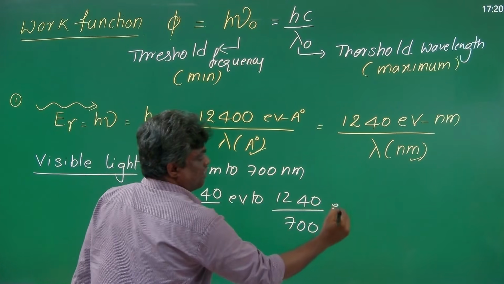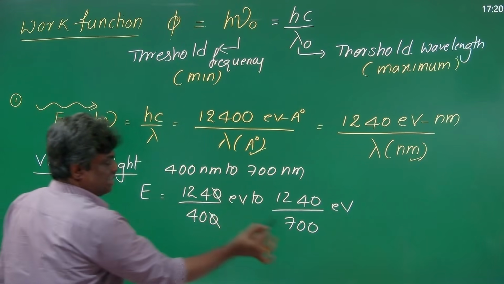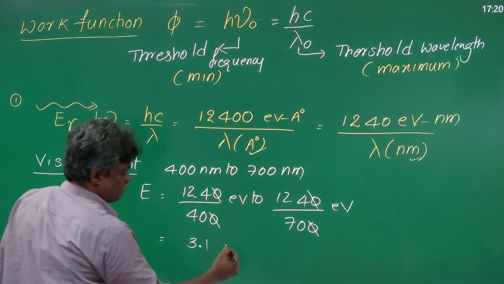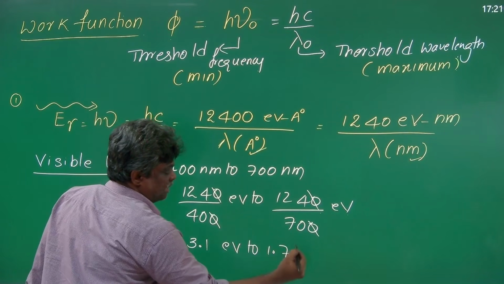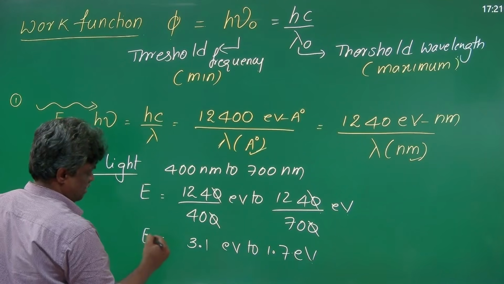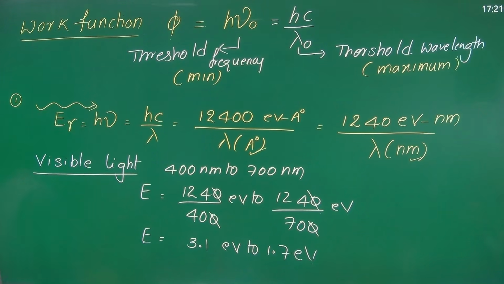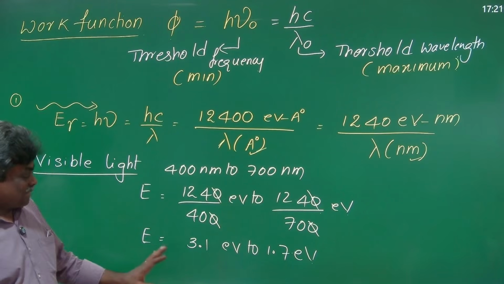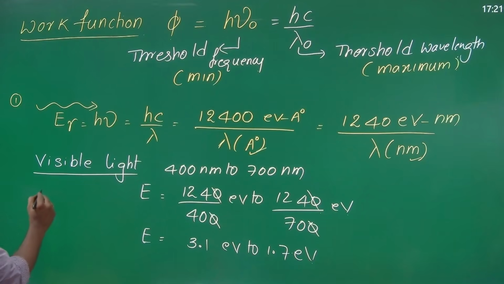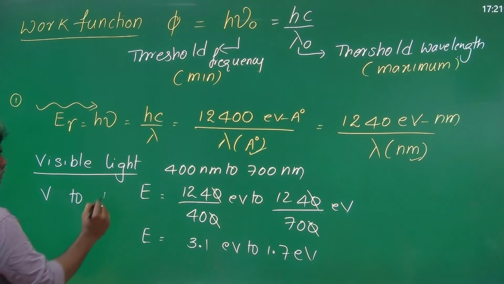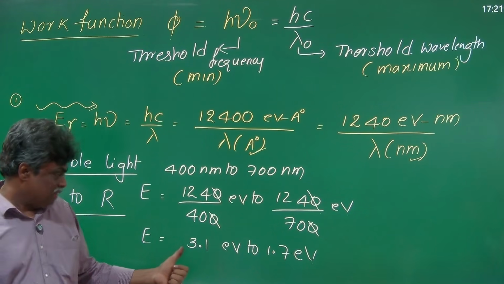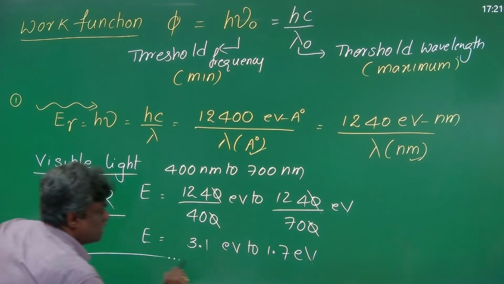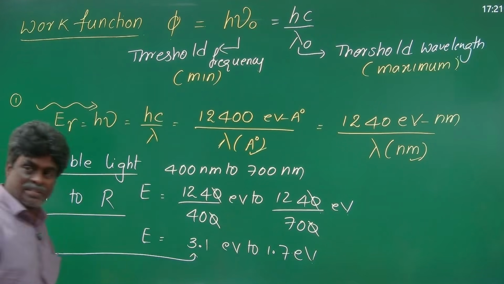Nanometer gets cancelled. Now could you please tell me how much here? 3.1 eV, and this I think is 1.7. Anyhow, so now tell me, your visible light is from where to where? VIBGYOR, violet to red. The energy range is from where to where? So this violet is 3.1 and this red is 1.7.